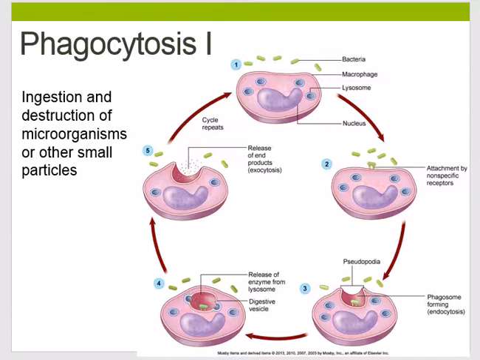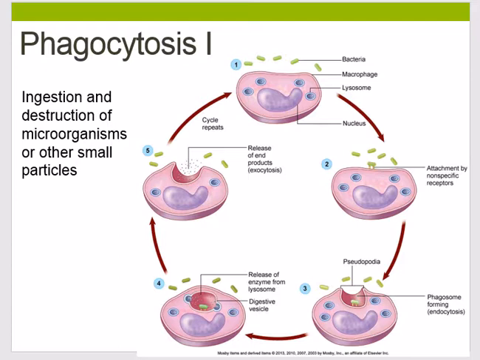Okay, we'll talk a bit about phagocytosis now. A major component of the body's second line of defense is the mechanism of phagocytosis, which is essentially the ingestion and destruction of microorganisms or other small particles. There are many types of phagocytes, and if a cell is a phagocyte, it is capable of the process of phagocytosis.